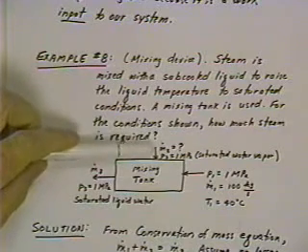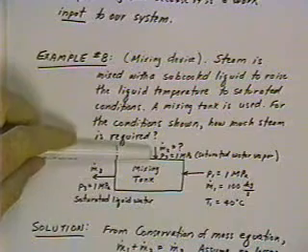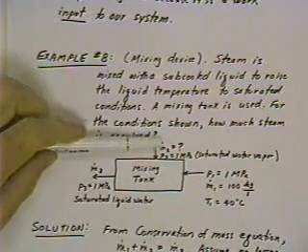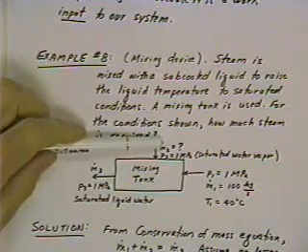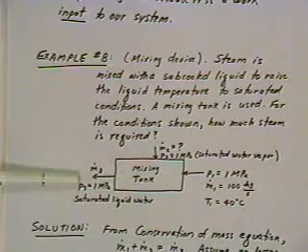We have steam entering at 1 megapascal pressure as well, saturated vapor. We don't know how much is entering. That's what we're after. We want to find out how much steam we have to mix with this water in order to raise the water up to saturated liquid conditions.